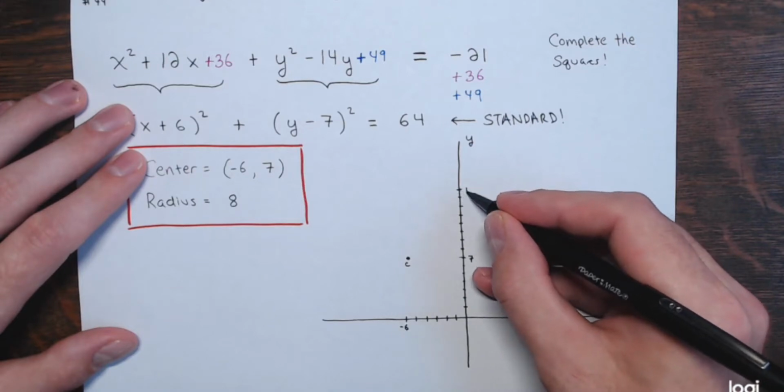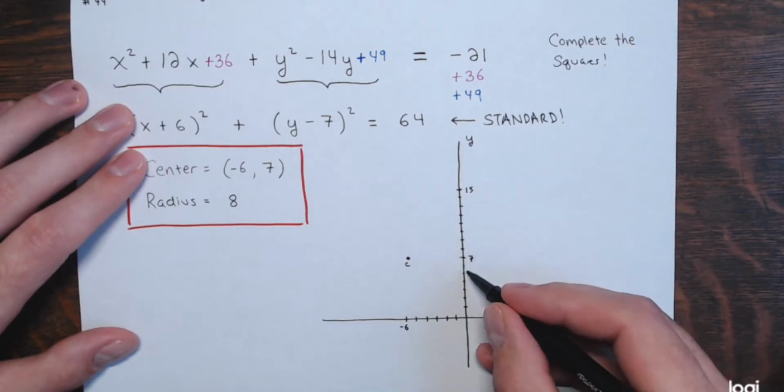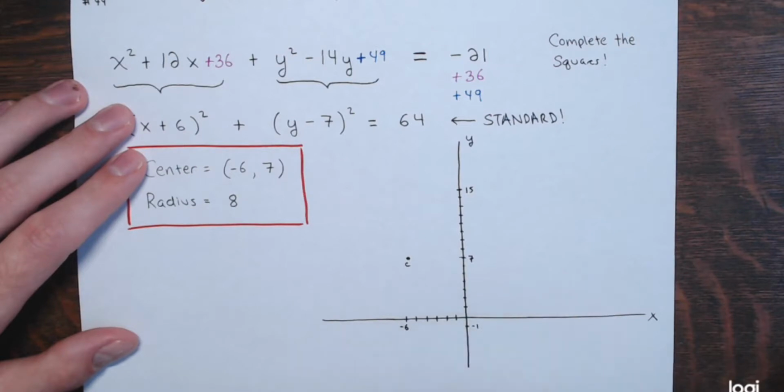So that'd be at 15 there, and then 8 units below would be at negative 1 on the y. 8 units to the right would be at positive 2 on the x, and 8 units to the left would be at negative 14.